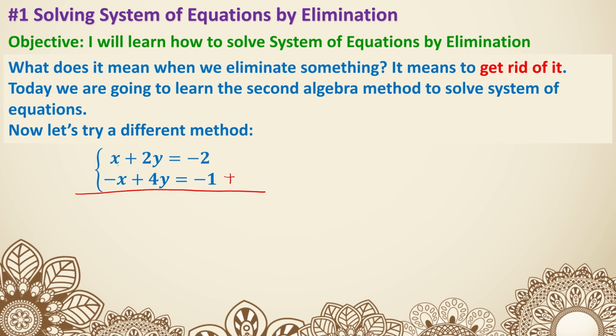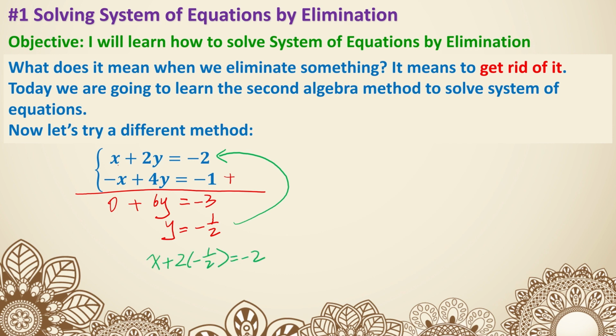X and negative x together is a 0, and then 2y and 4y together is a 6y. That equals negative 3. Divide both sides by 6. Y equals negative 1/2. There you go. And now I can just put it back into the first equation. X plus 2 times negative 1/2 equals negative 2. So it's x minus 1 equals negative 2. Add 1 to both sides, x equals negative 1. See, the answer is still negative 1, negative 1/2.